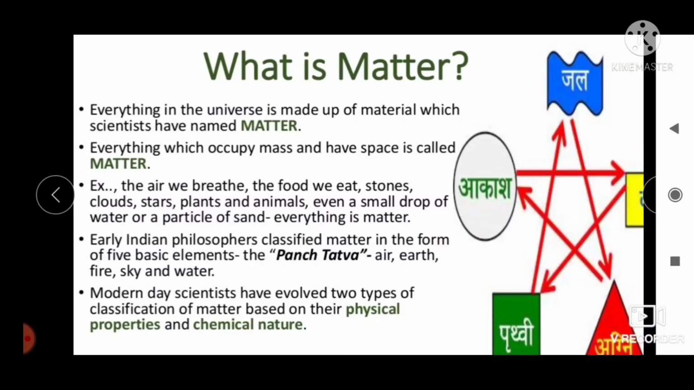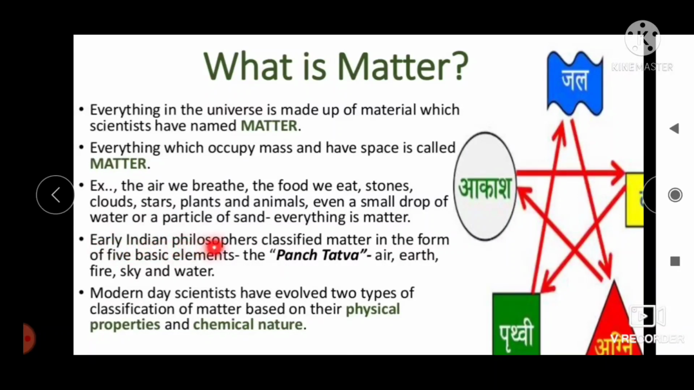We can also see, as we look around, that all the things such as clouds, stone, the food we eat, plants and animals, all of these things have mass and occupy space. In other words, they have both mass and volume. Therefore, we can say, what is matter? Everything which has mass and occupies space is called matter.